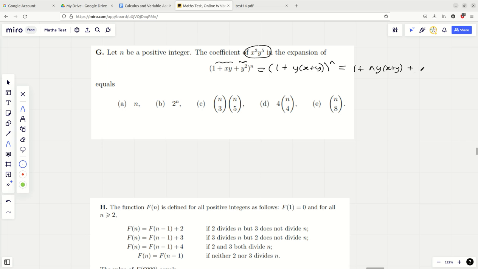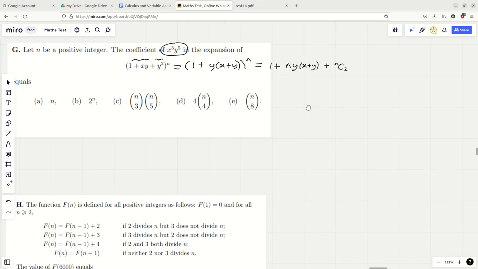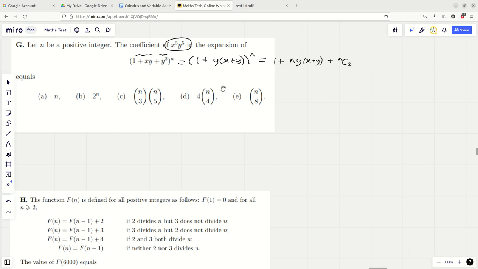Plus n times n minus 1 over 2, y squared times x plus y squared. But let's write that as n choose 2. I'm a big fan of this notation. It obviously doesn't matter, it's just notation, but I'm going to write n choose 2 rather than the vectors. But that's fine, whatever you prefer. x squared times x plus y all squared.